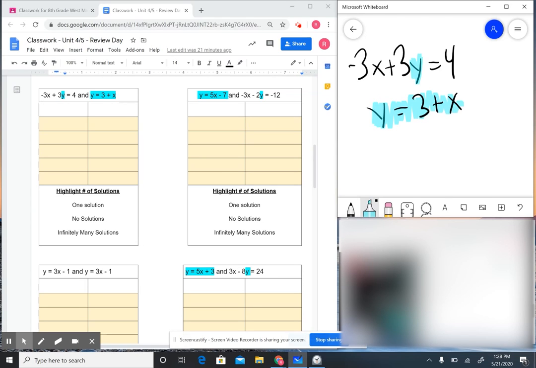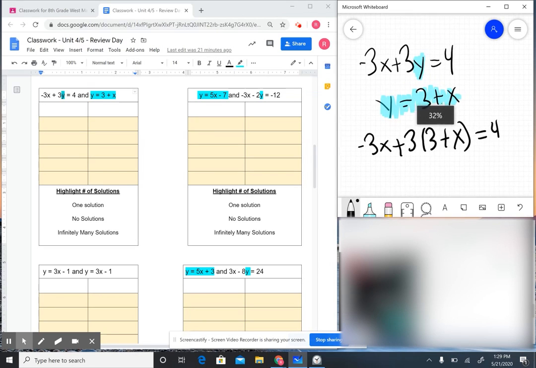But if one is in y equals mx plus b form, like this one is, and one isn't, then what I'm going to do is substitution. And you can see I've highlighted that substitution here already. You proceed with the substitution after you notice that. And so the y goes into there. So it's going to be 3 times 3 plus x equals 4. So I substituted this into there, right?